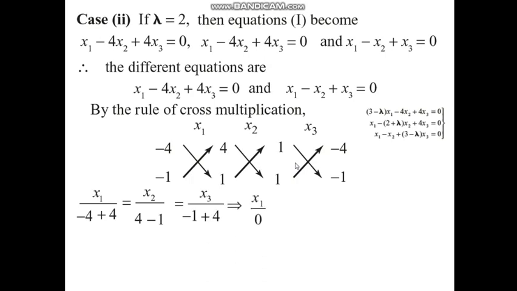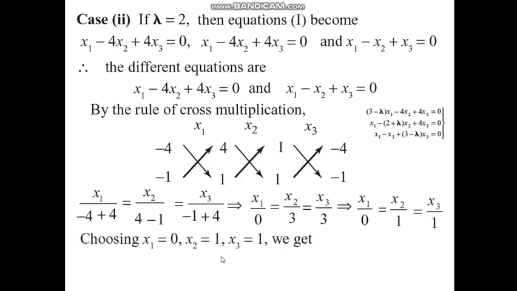So simplify them. x1 upon 0 equals x2 upon 3 equals x3 upon 3. Here the denominator constants are multiples of 3. After simplification, x1 upon 0 equals x2 upon 1 equals x3 upon 1. Choosing x1 as 0, x2 as 1, x3 as 1, we obtain an eigenvector (0, 1, 1).